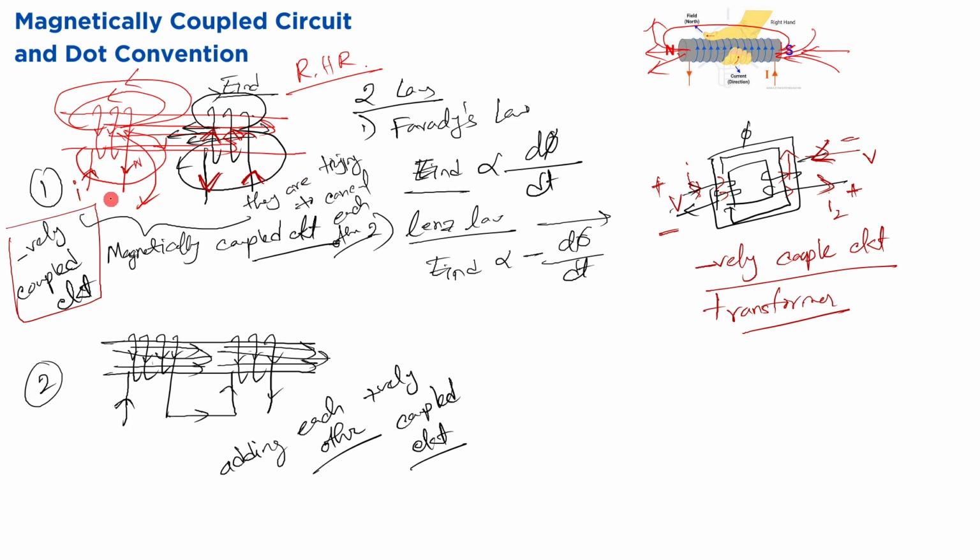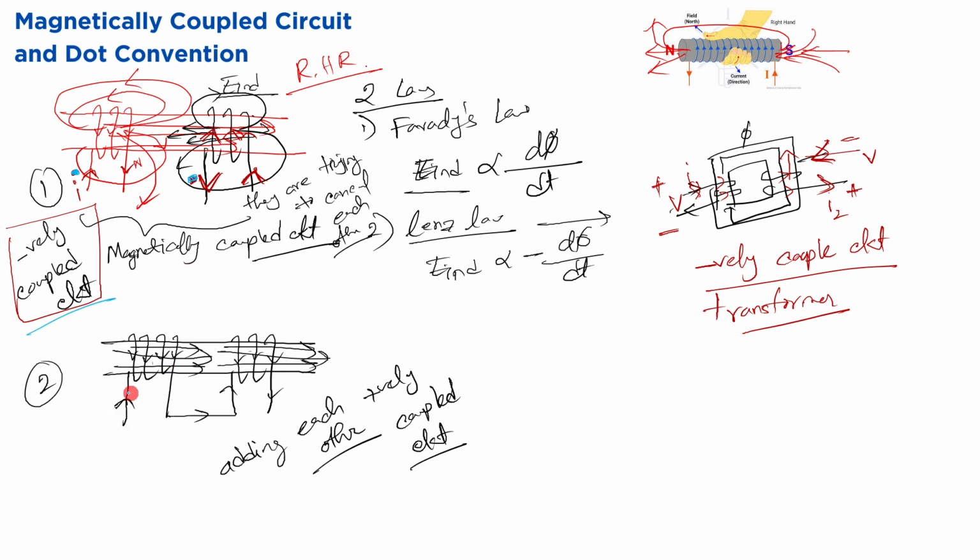Okay, so let's see about the dot convention. You can put the dots anywhere in the circuit, in any two terminals. You can put a dot in the first terminal of the first circuit and the first terminal of the second circuit, or in the first terminal of the first circuit and the second terminal of the second circuit, anywhere. But what does it mean? It means, let's say I am putting dots in the first terminal of both the circuits, and the directions of the currents in the dotted terminals are opposite. So it means it's a negatively coupled circuit.